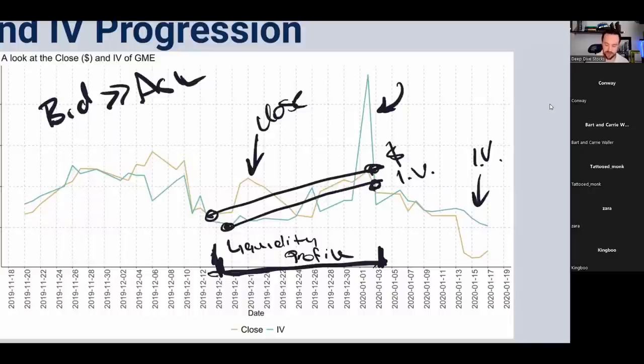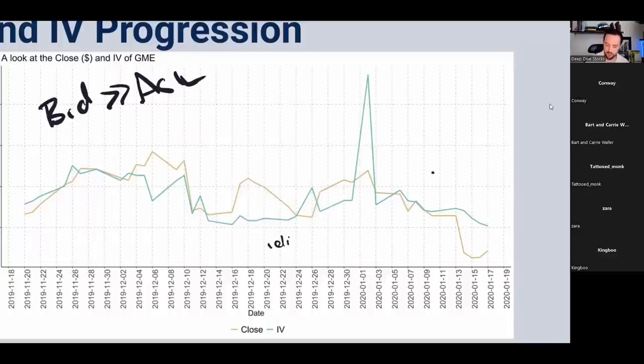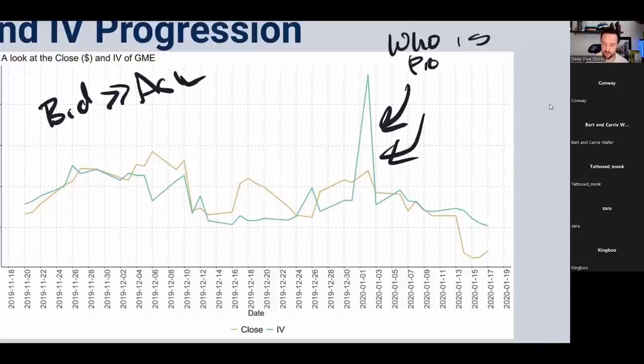Almost exclusively bid, right? Because IV goes up quite substantially and the price really doesn't move relatively as much. So we know we're in an environment where there's poor liquidity and liquidity becomes very diminished whenever the price appreciates. So the first thing I did was I wanted to look at whenever an environment like this exists, I want to know who is providing liquidity.